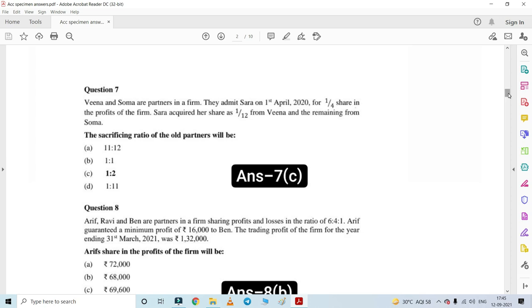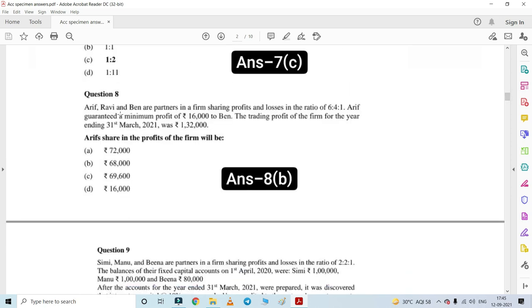The next one is, Arif, Ravi and Ben are the three partners in the firm sharing profit and losses in the ratio 6 is to 4 is to 1. Arif guaranteed a minimum profit of 16,000 to Ben. The trading profit of the firm for the year ending 31st March 2021 was 1,32,000.